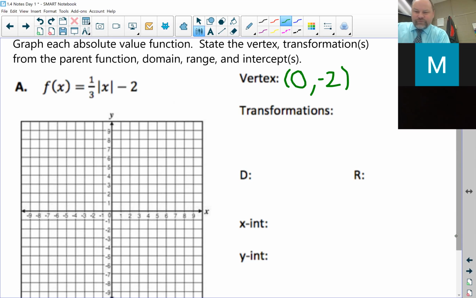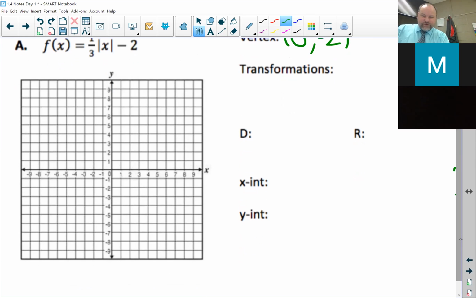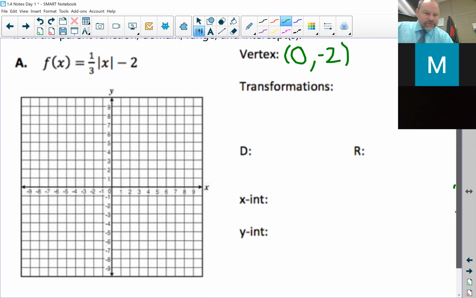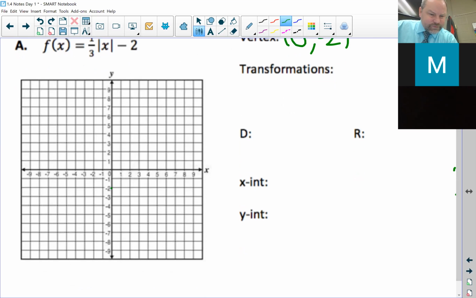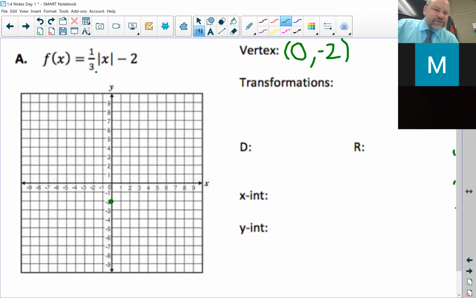Now I do have a number in front of the absolute value, so I'm going to wait for the transformations until I graph. The way that I'm going to graph this, I'm going to use this just like a slope. So just like slope, rise over run, I'm going to go up 1 over 3, up 1 over 3, up 1 over 3. I'm going to do that in both directions.